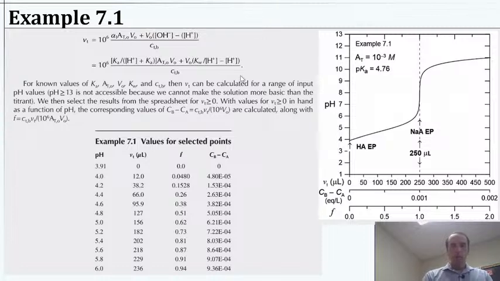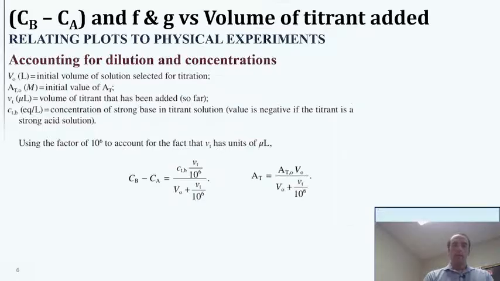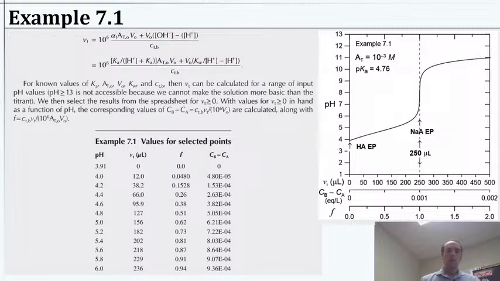All right. So we can see then kind of how we're going about plotting that. And let's see. Yeah, we can calculate the volume added. We can calculate F for any given pH. And of course, we can also calculate that Cb minus Ca accordingly. So it's really a matter of setting it up with these equations in place to do the calculations and then plotting that. Okay, does that make some sense?